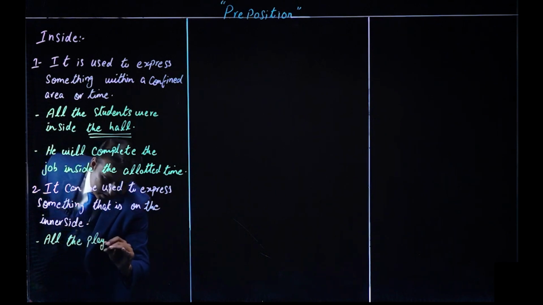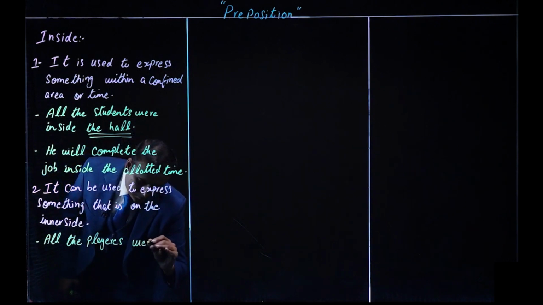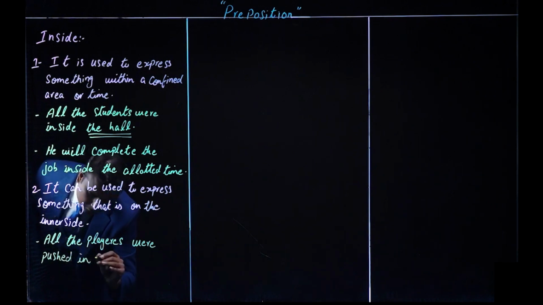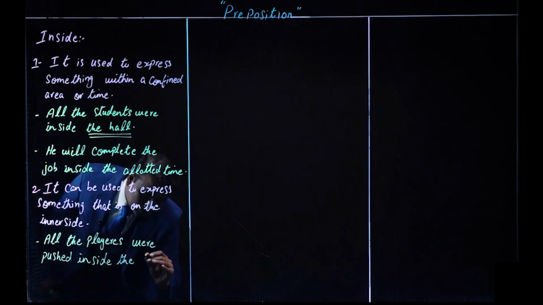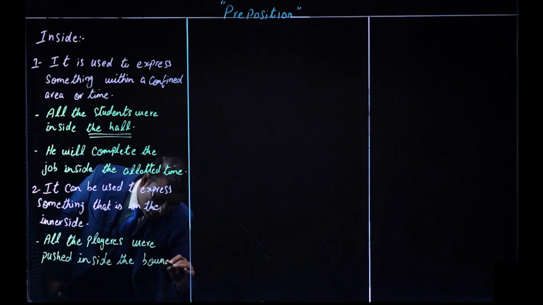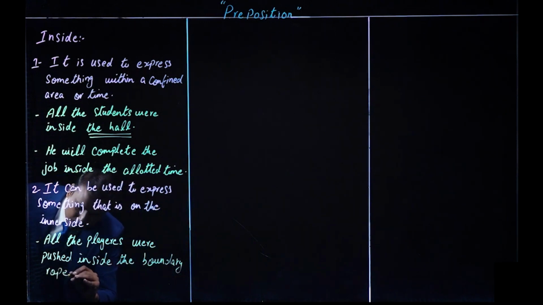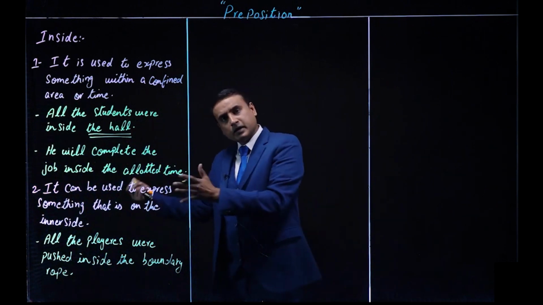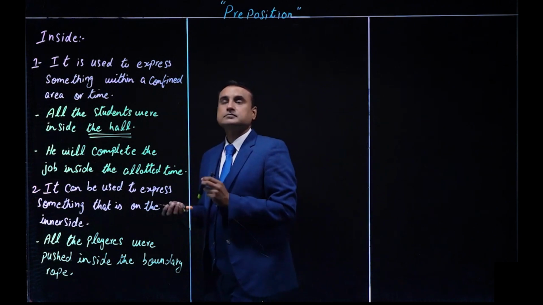All the players were pushed inside the boundary rope. कि उनको धकेल के कहाँ ले गए? Inside the boundary rope, उसके अंदरूनी सिरे की तरफ लेकर चले गए.